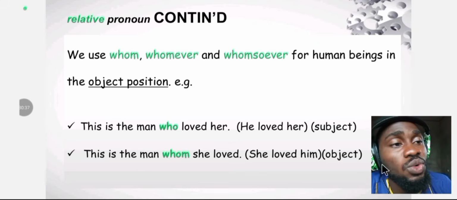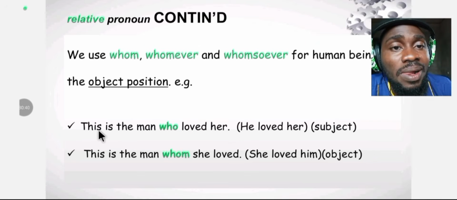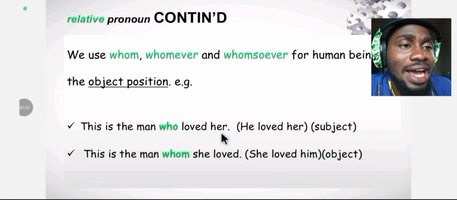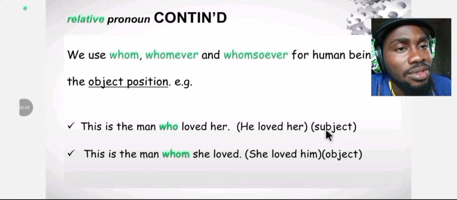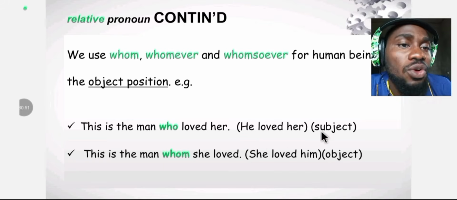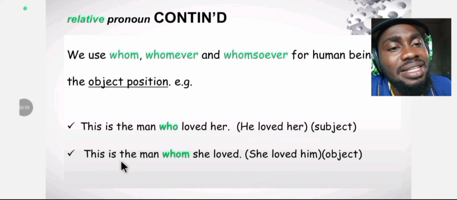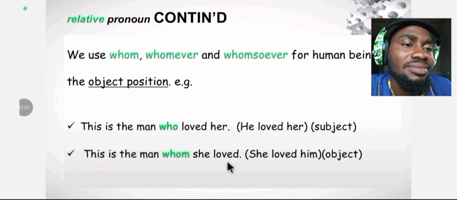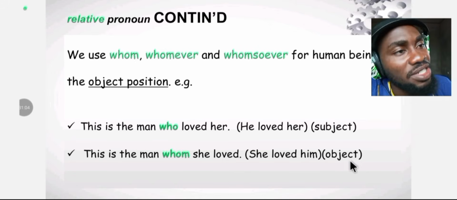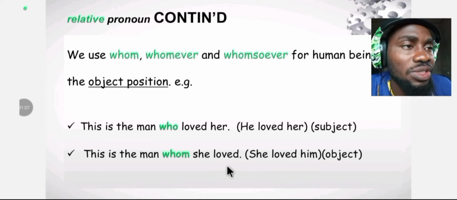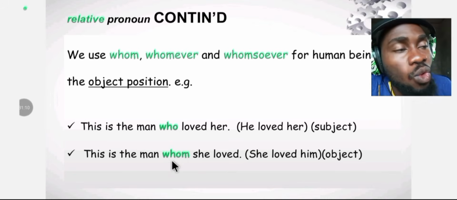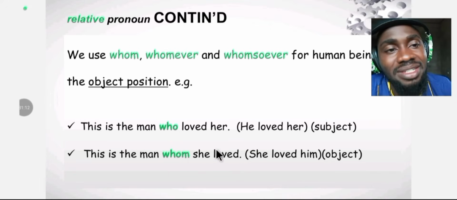Okay, so let's look at the examples. This is the man who loved her. He loved her. Subject position. This is correct. The second example here says, this is the man whom she loved. She loved him, which is the object position. Okay, whom should be on the object position for human beings, and who the subject position for human beings.